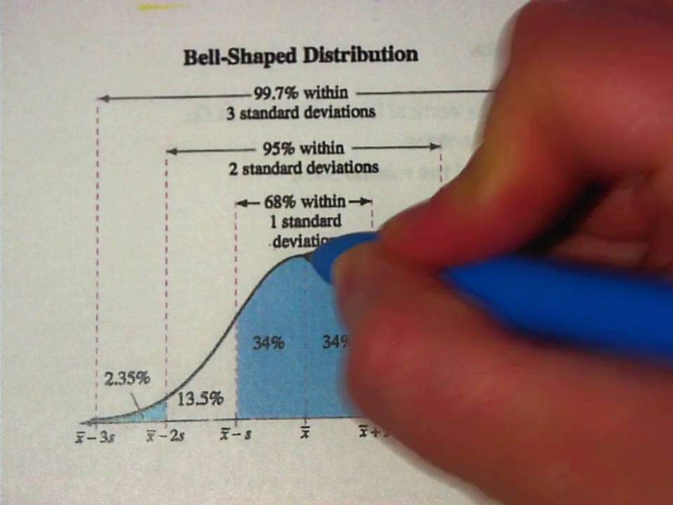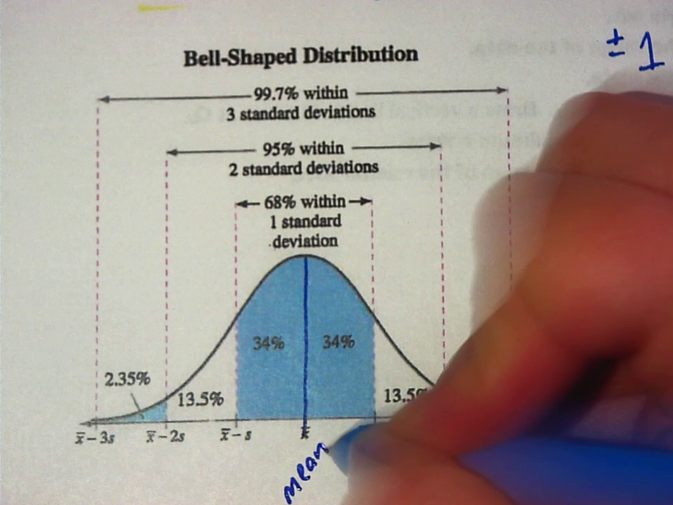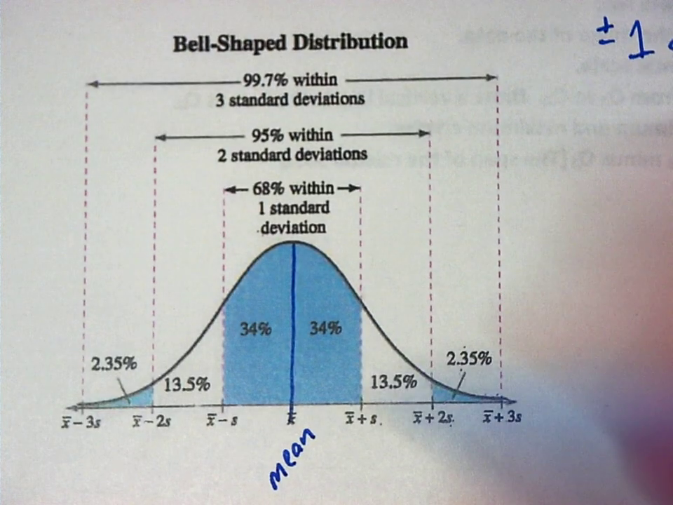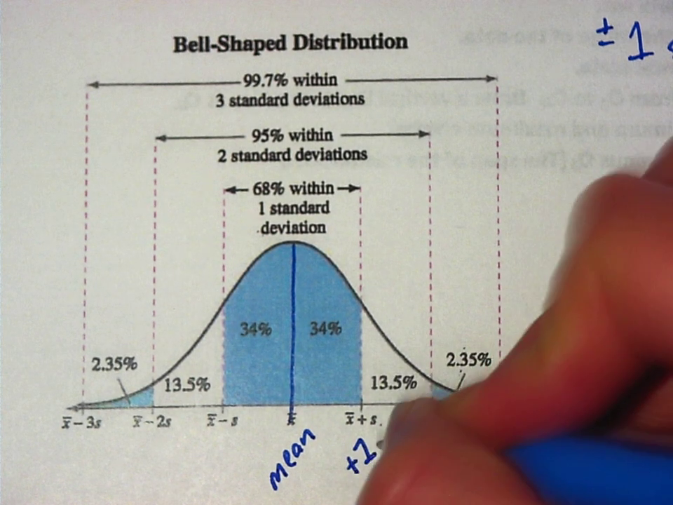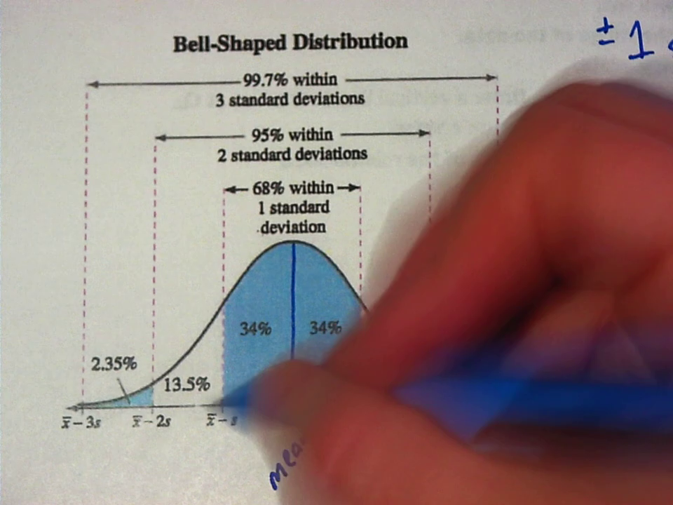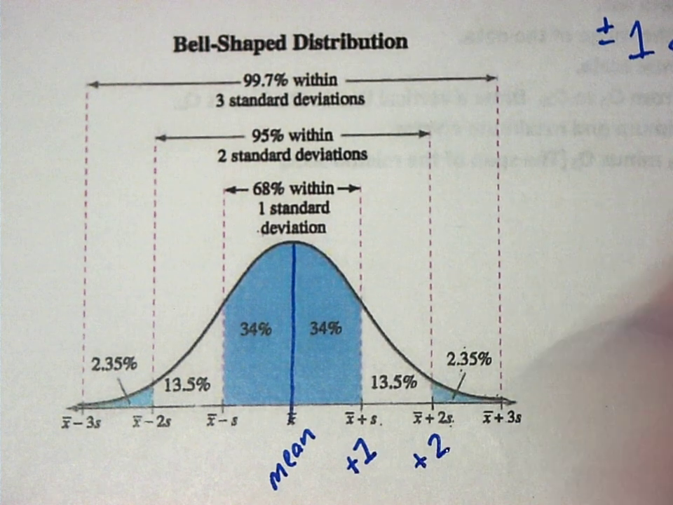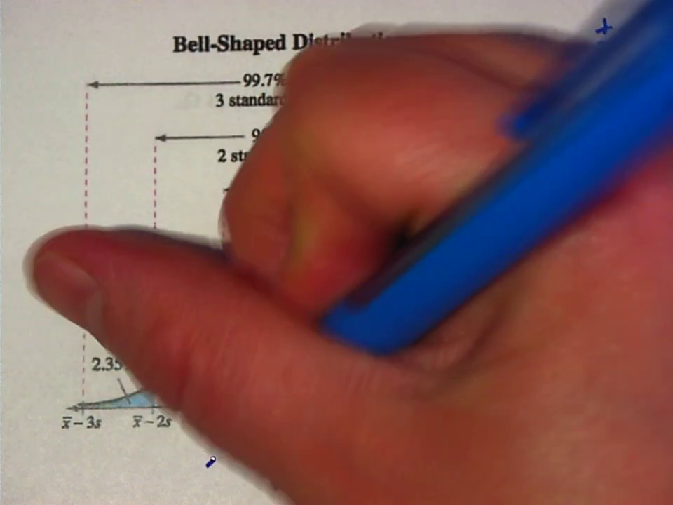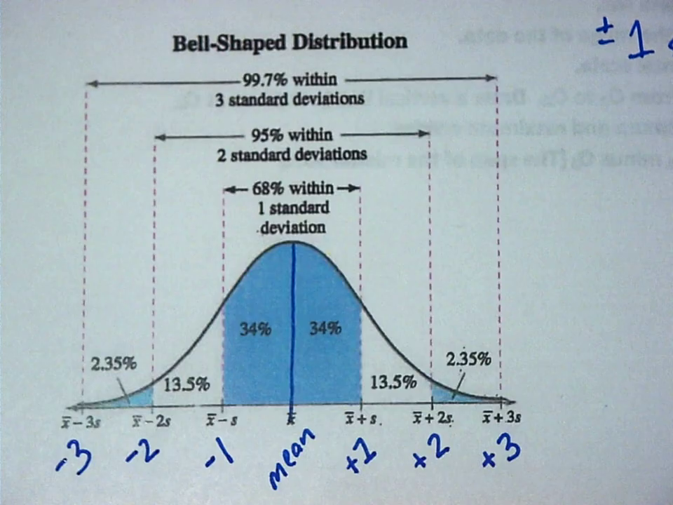So the mean is right here in the middle. This is the mean. And this is the mean plus 1 standard deviation. And this is the mean plus 2 standard deviations. This is the mean plus 3 standard deviations. Over here is the mean minus 1, minus 2, and minus 3.